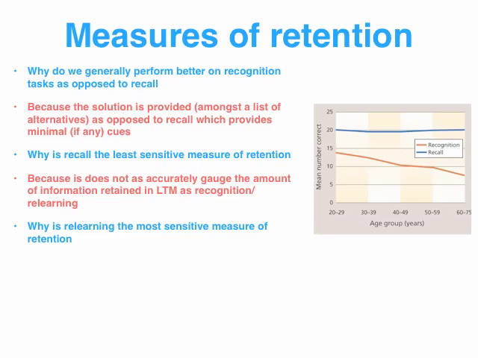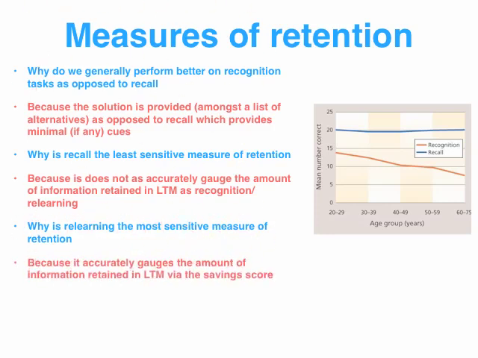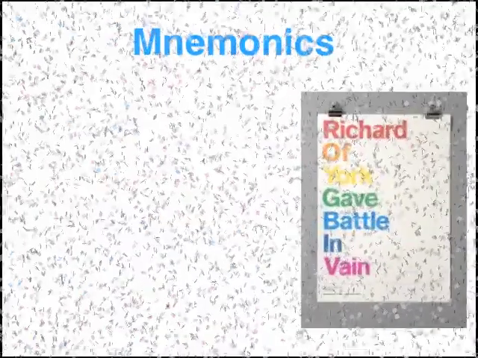Relearning, on the other hand, is high in sensitivity in terms of measures of retention because we've got a formula. We've got the savings score formula that can very accurately determine how much information you've retained in your long-term memory. And it's the only formula you need to know in the course, T1 minus T2 over T1. So be mindful of this. T could be time or number of trials. So if it was time, we'd look at time of original learning minus time over the relearning divided by your time for original learning.